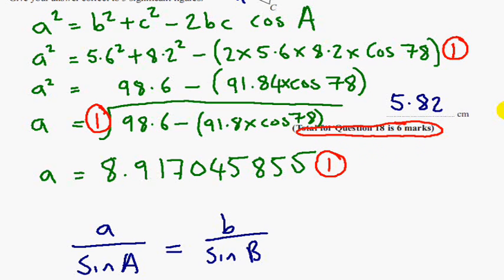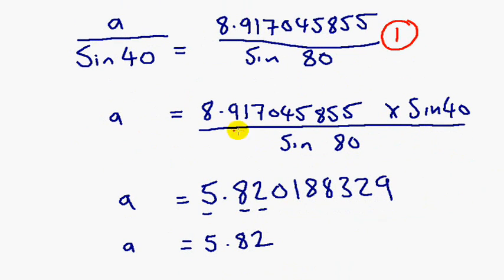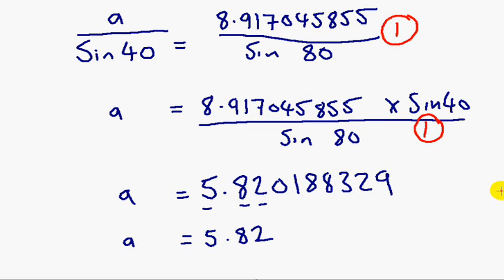The fourth mark is for using the sine rule. The fifth mark is for multiplying both sides by sine 40. And the sixth and final mark is for an answer of 5.82. Now, due to the rounding, you may get slightly less or slightly more than that. The mark scheme says 5.80 to 5.83 is enough to get you the final mark. And that's it for question 18.